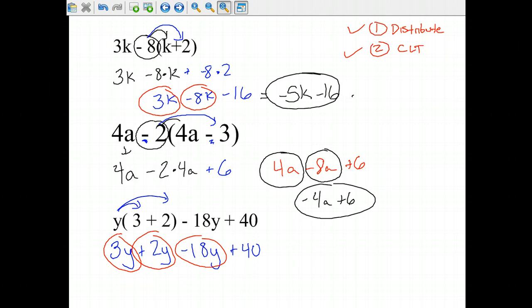So 3 plus 2 minus 18. 3 plus 2 is 5. 5 minus 18 is -13. So there's our final answer there.